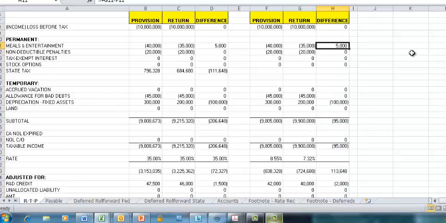So I had a difference in my meals and entertainment add back, where the add back on my return was actually less than it was on my provision. After time passed and I was able to think this one through, it turned out my add back was not as big as I thought it originally was.